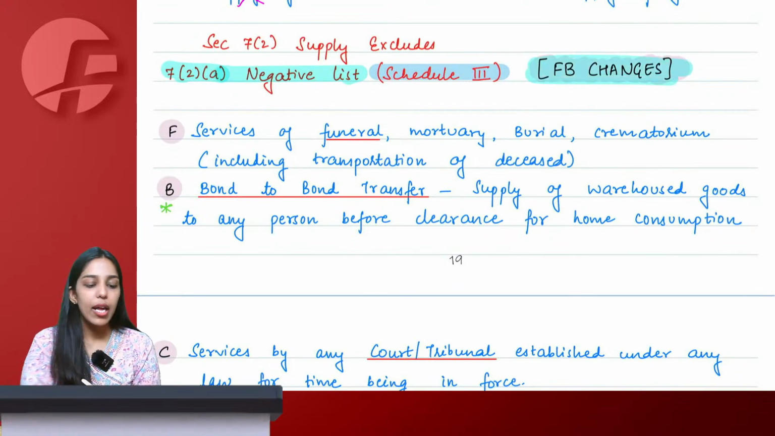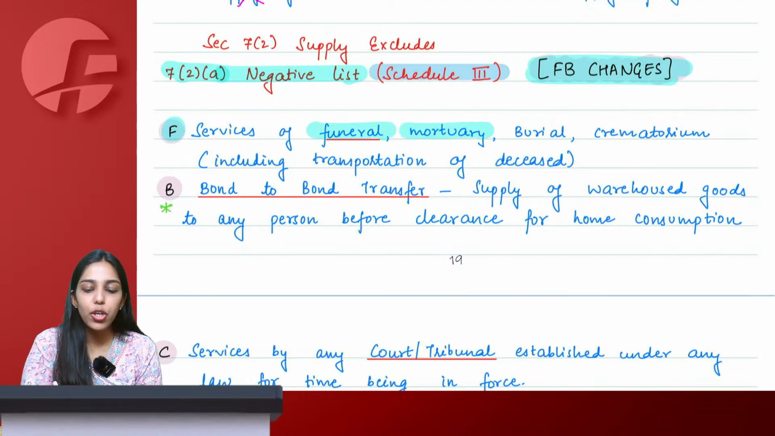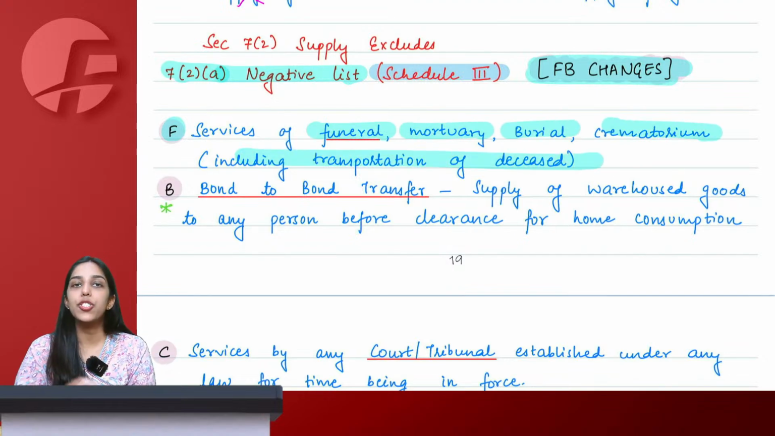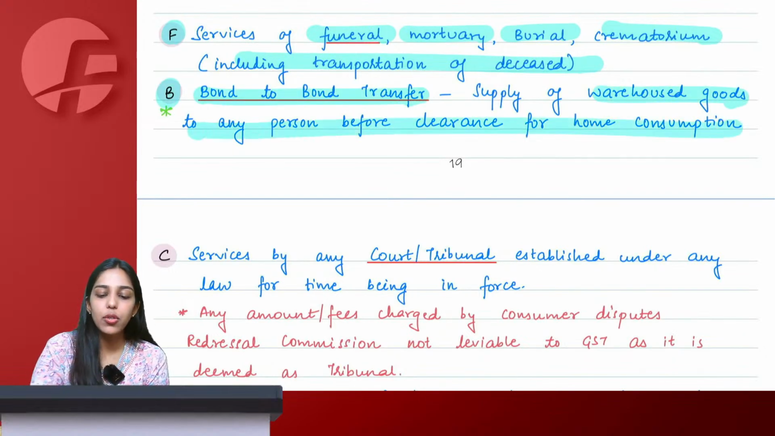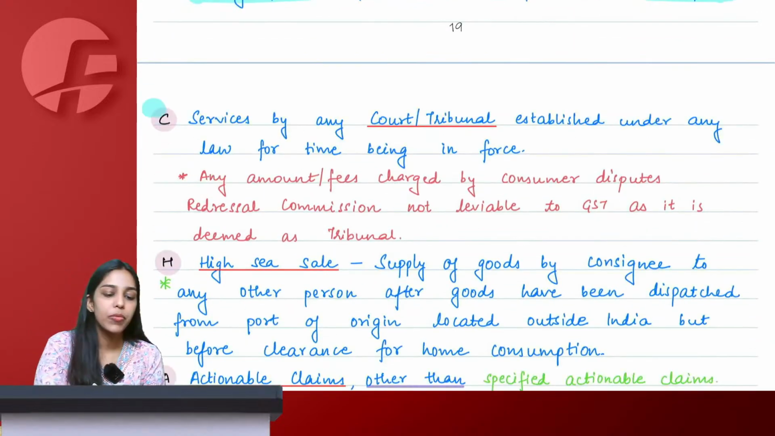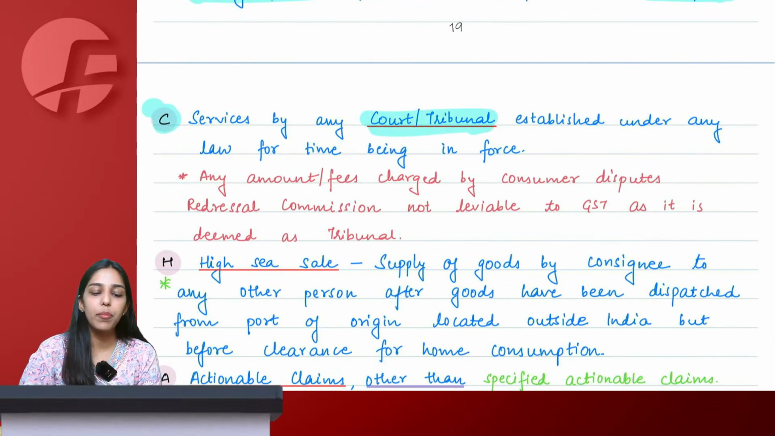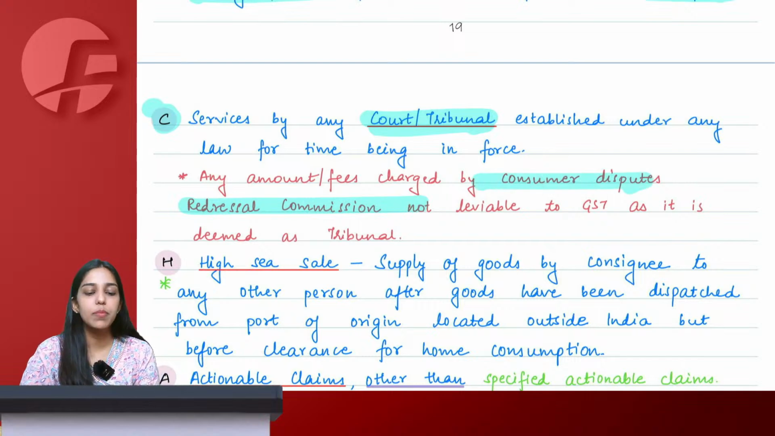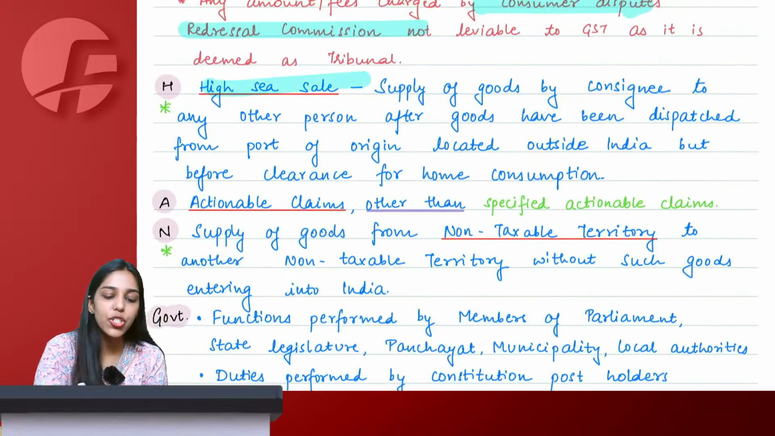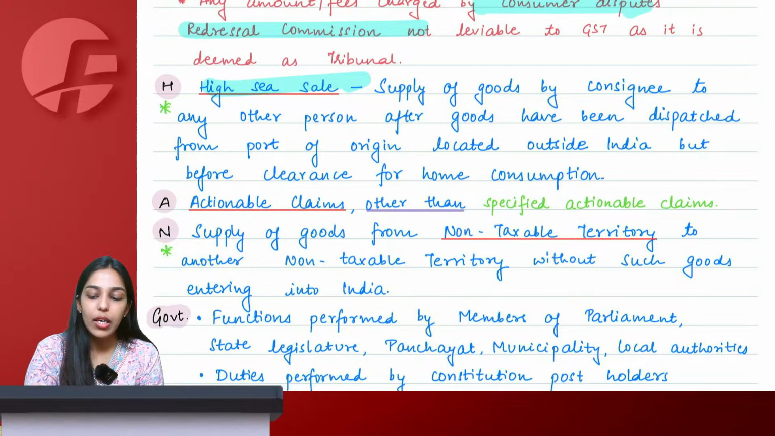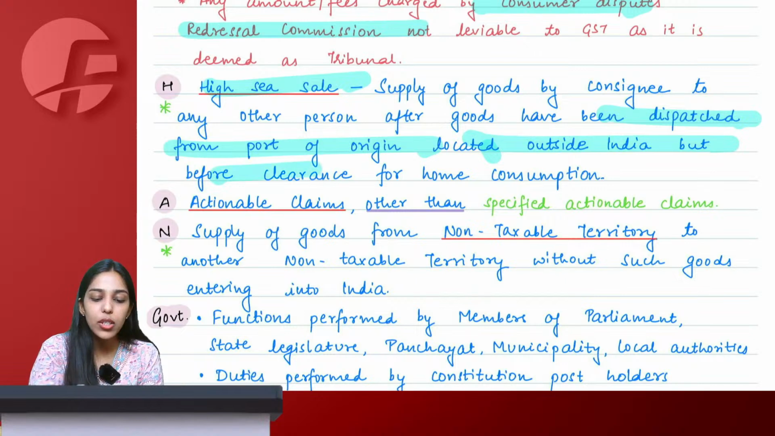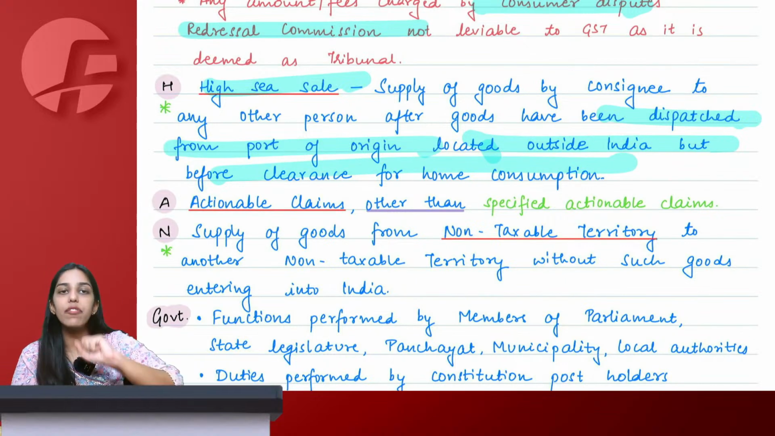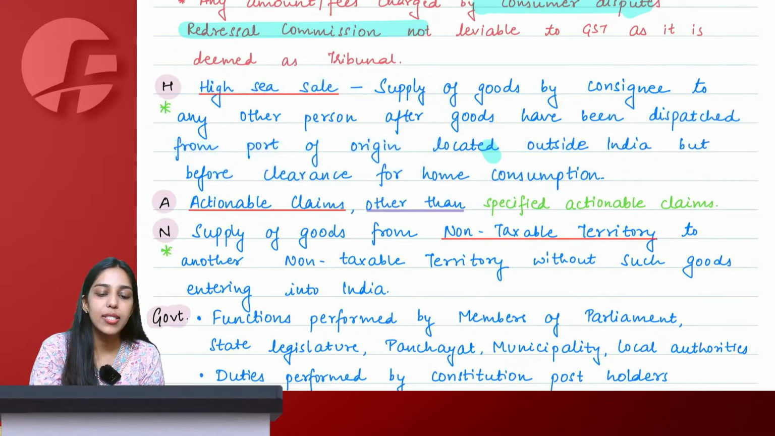FB changes. F, services of funeral, mortuary, burial, crematorium including transportation of deceased. B, bond-to-bond transfer, supply of warehoused goods before clearance for home consumption. C, services by court or tribunal, and this includes consumer dispute redressal commission also. H, high sea sale, when the goods have dispatched from the port of origin, exporter has dispatched the goods, but the goods are yet to reach India, and even if reached India, they are yet to be cleared at the Indian customs. We call them as high sea sales.